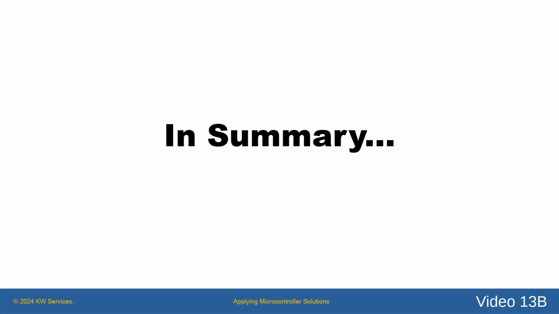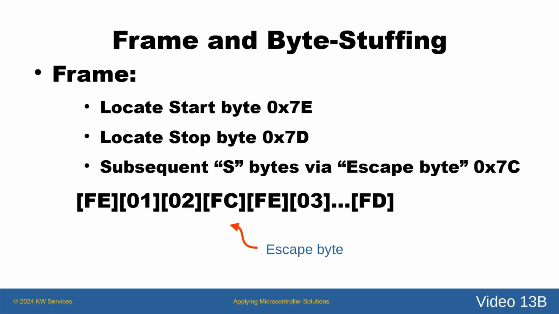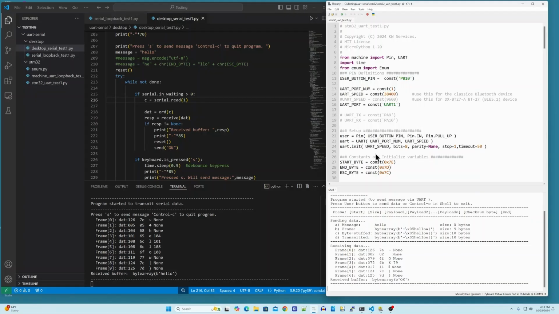All right, in summary, we implemented a two-way wireless Bluetooth connection between the desktop and microcontroller. The connection utilized frames with byte stuffing to encapsulate the message. Framing provides a managed approach to sending and receiving messages across serial connections, and this provides us with a rigorous method of exchanging data.